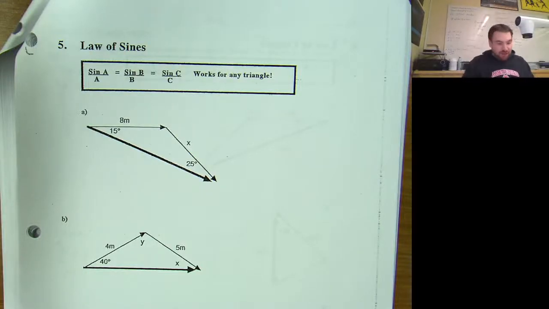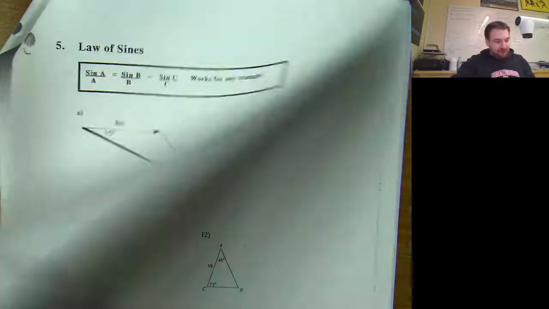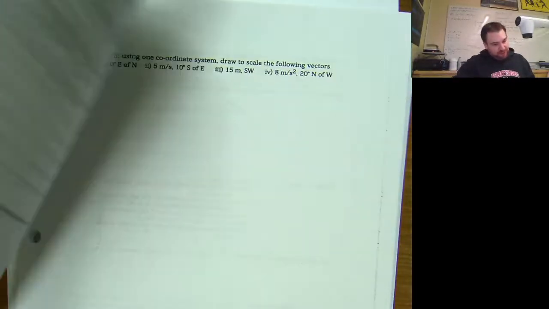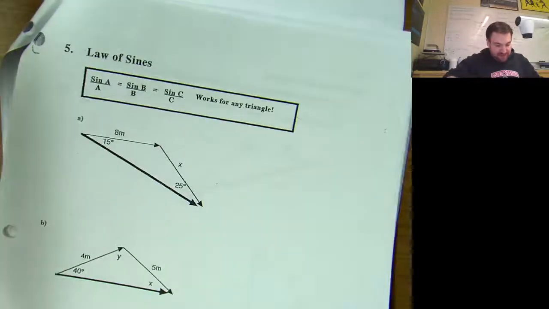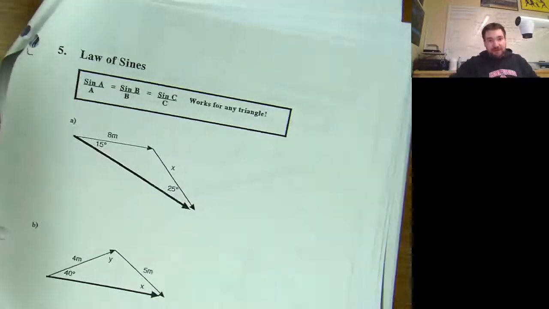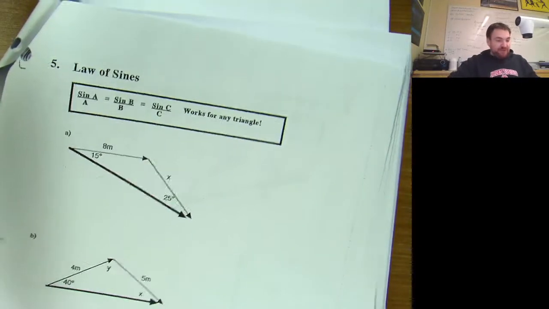Hey guys, so today we're going to get into the beginnings of vector kinematics. The two lessons today are going to be all about dealing with vectors, addition of vectors, and it's going to review some of the mathematics that you should have learned at some point in the past.